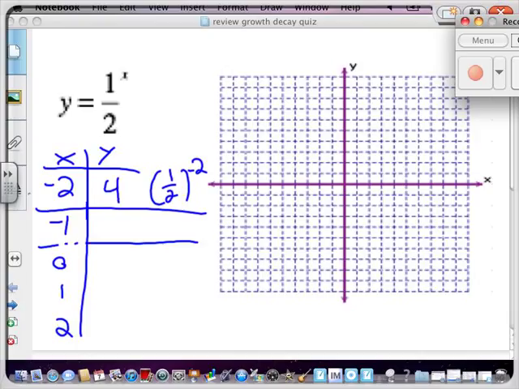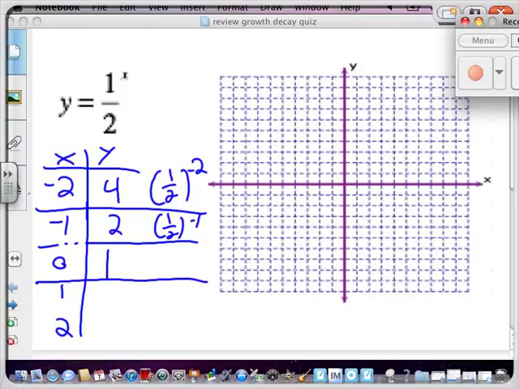Okay. If you're taking it to the -1, what's the first step we do? Flip it, and then to the 1 is just 1/2. 1/2 to the 0 power is... 1/2. Let's all say this. 1/2 to the 0 power is 1.